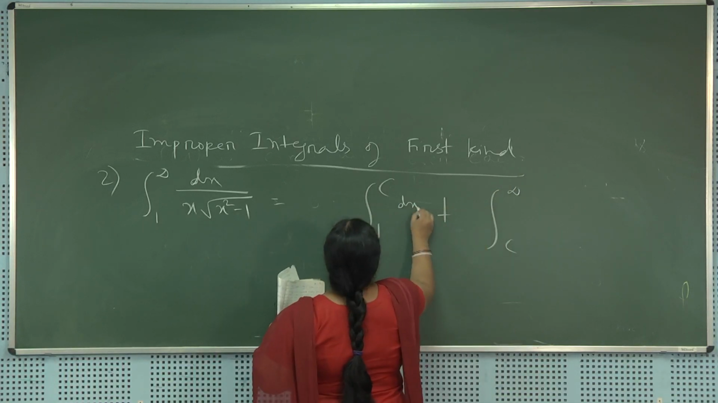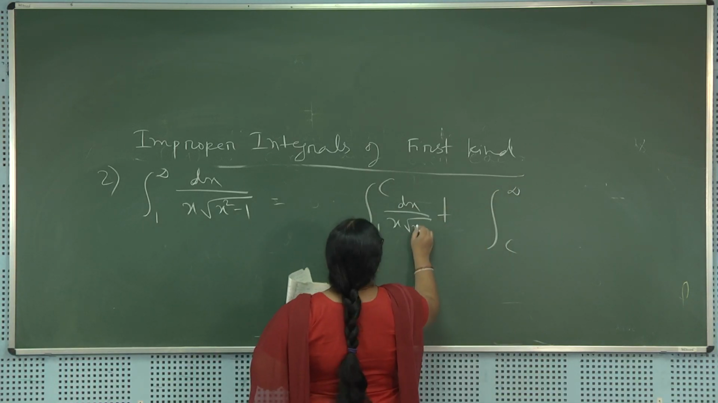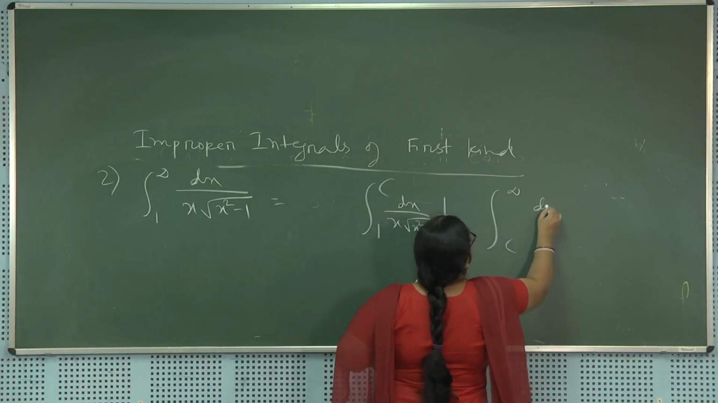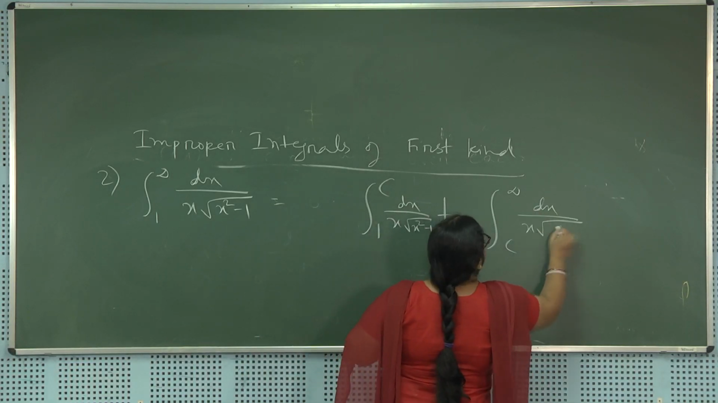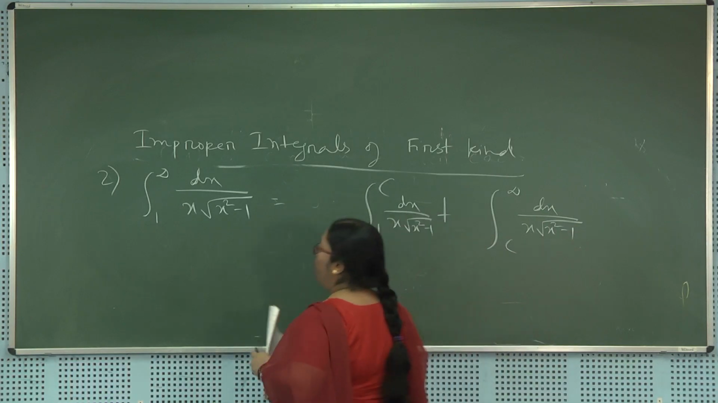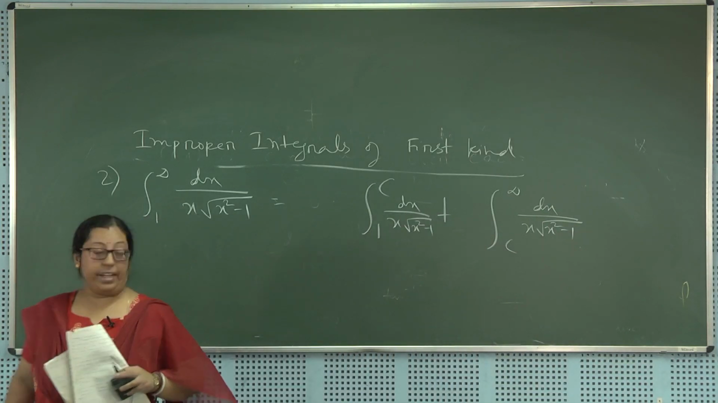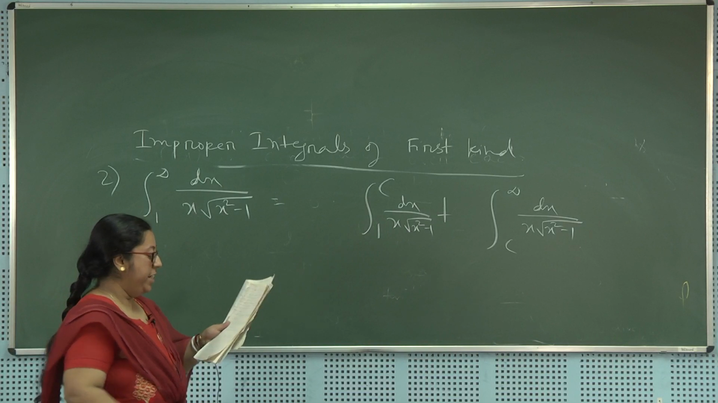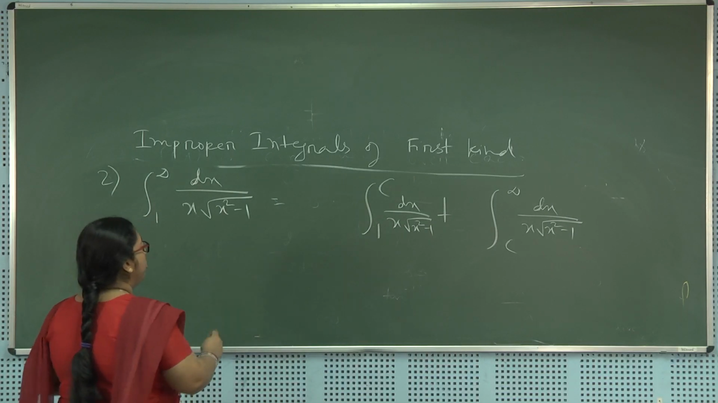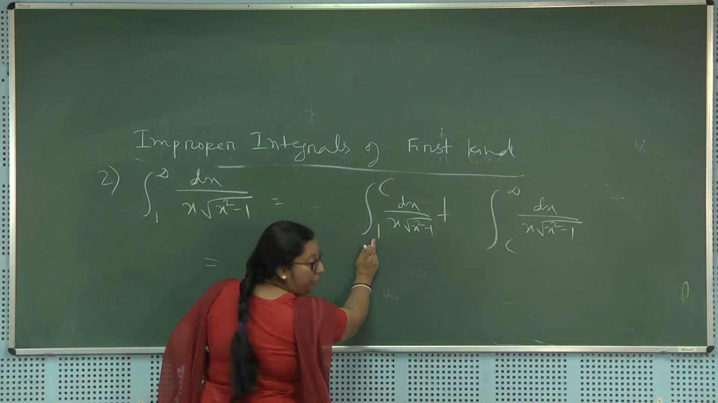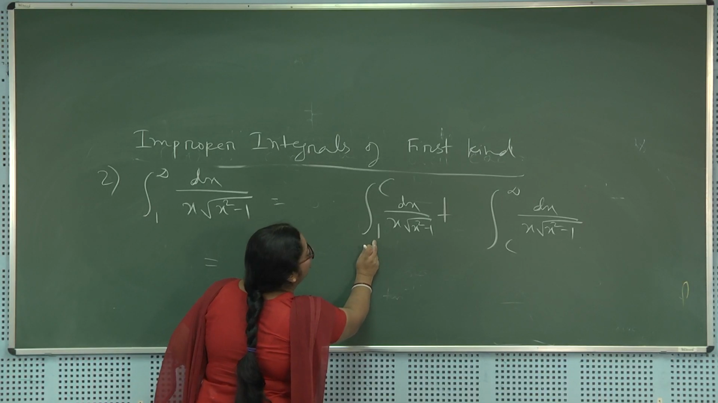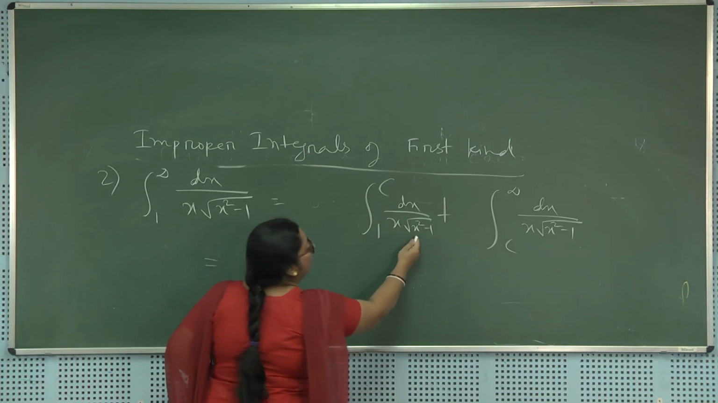dx over x root of x squared minus 1. So, it is a problem of both first kind and second kind. Second kind will come a little later, so before that we will do this problem. How to do it? Here 1 is the point of discontinuity, it is in the lower limit. As soon as you put 1 this will become 0.